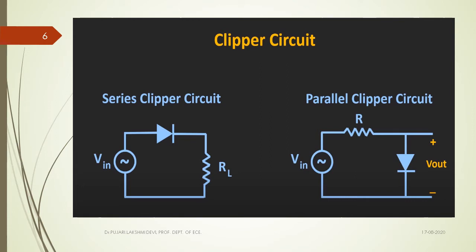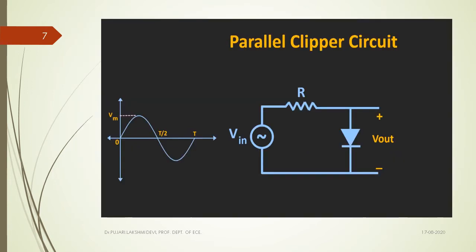These are simple diagrams for understanding. The input voltage is Vin and RL is the load resistor. If the diode and RL are in series, it is called a series clipper. If the diode is connected in parallel with the load, it is called a parallel clipper circuit. This R acts as the series limiting resistor. These are the two different types of clipper circuits. First we'll go for the parallel clipper circuits, then we'll see series clipper circuits.